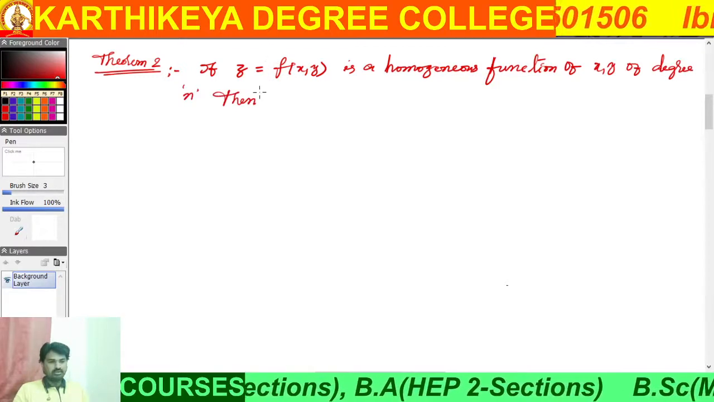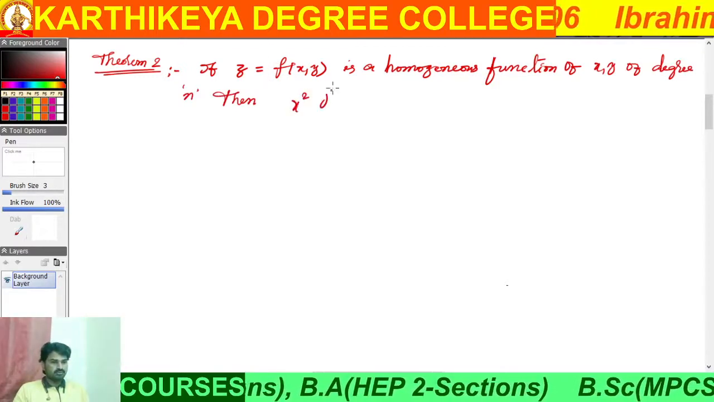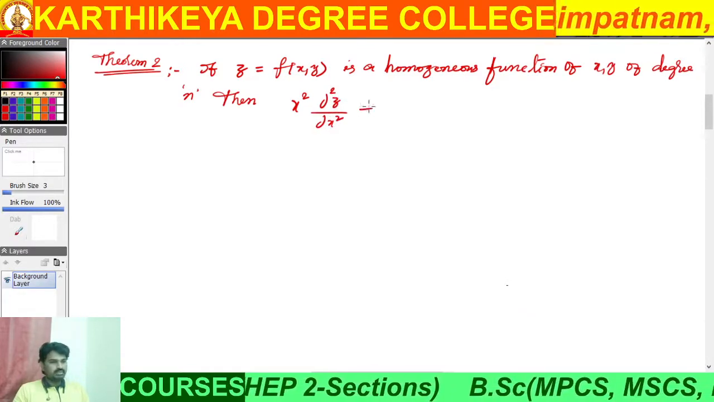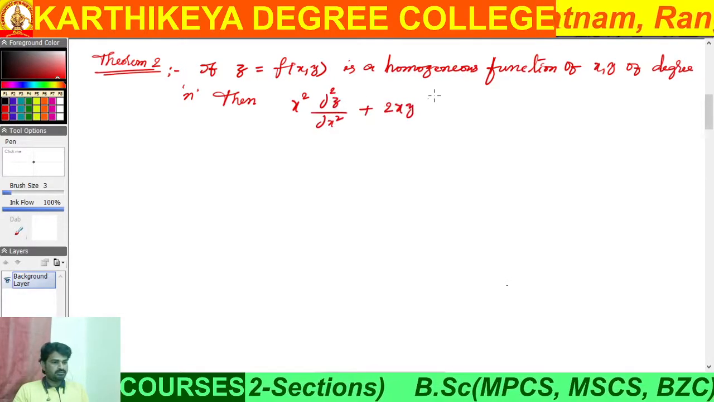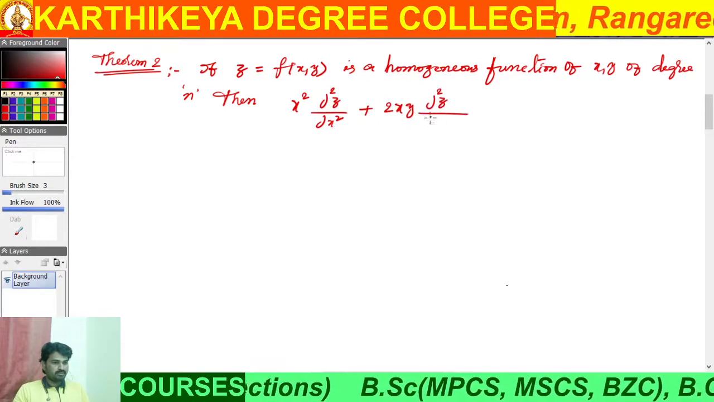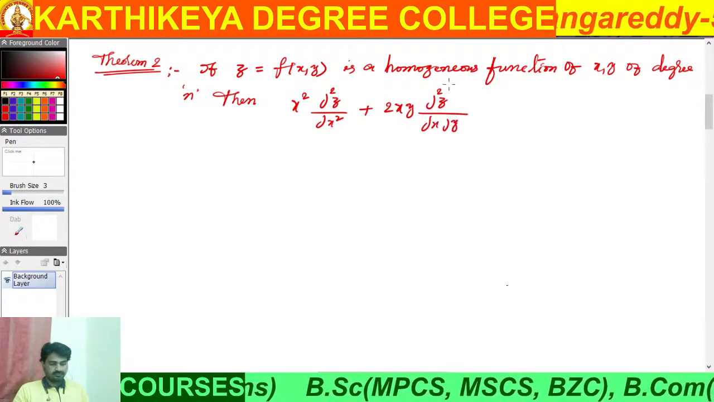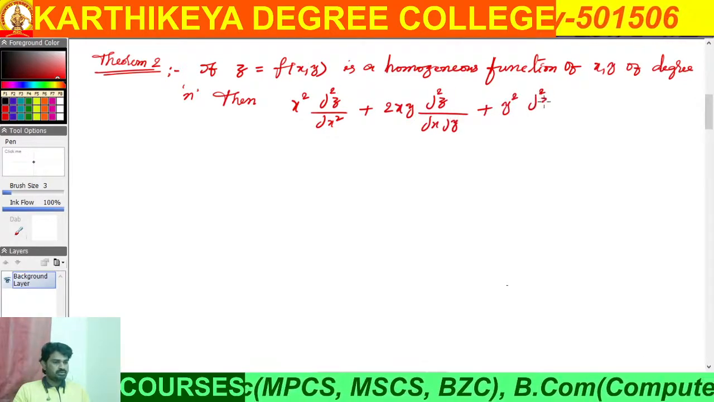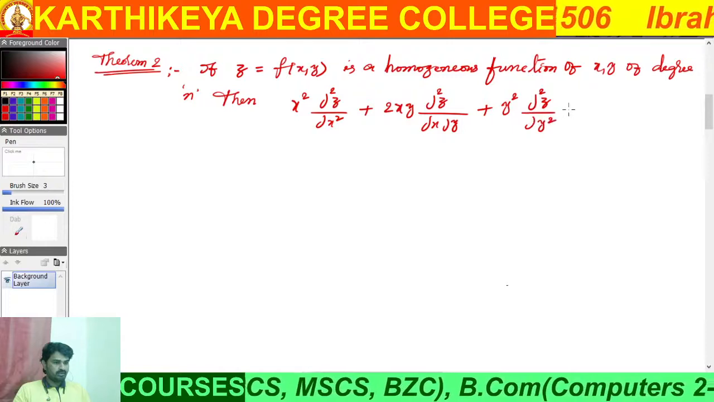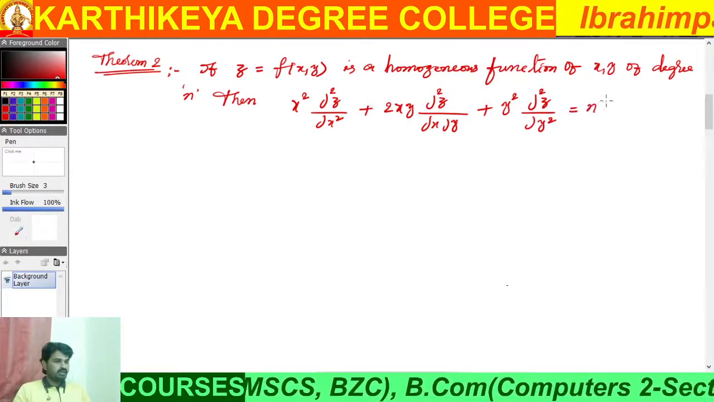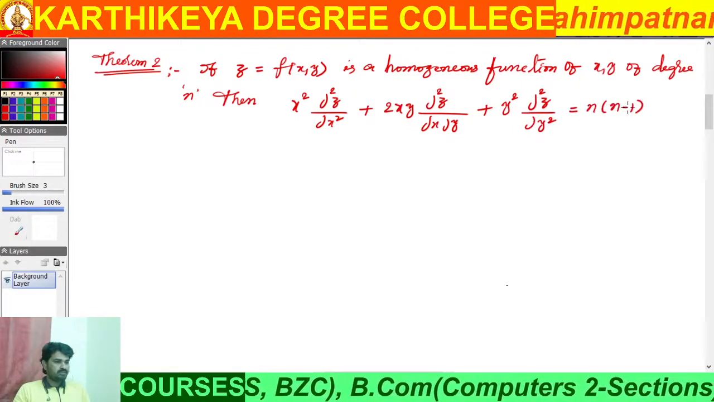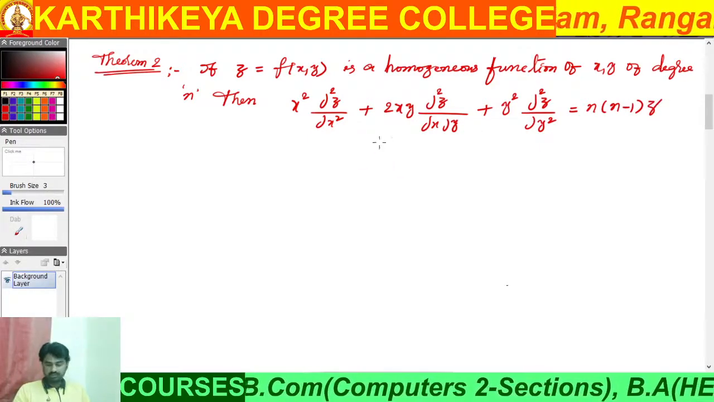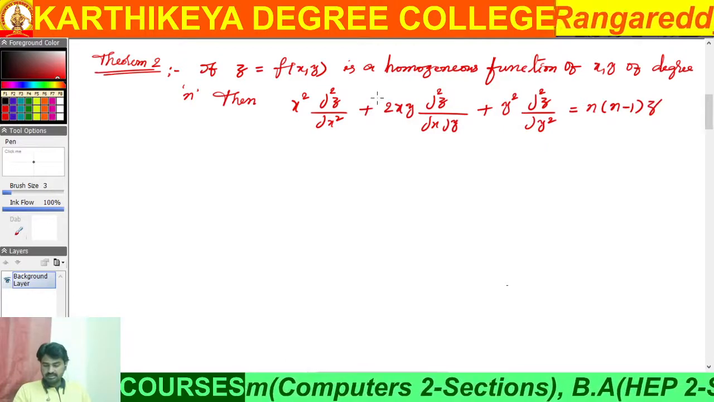x square into dou square z by dou x square plus 2xy into dou square z by dou x dou y plus y square into dou square z by dou y square is equal to n into n minus 1 into z. Okay, n into n minus 1 into z. This is the theorem given.